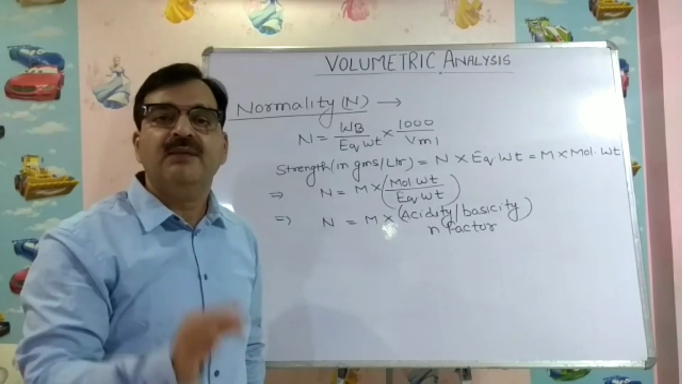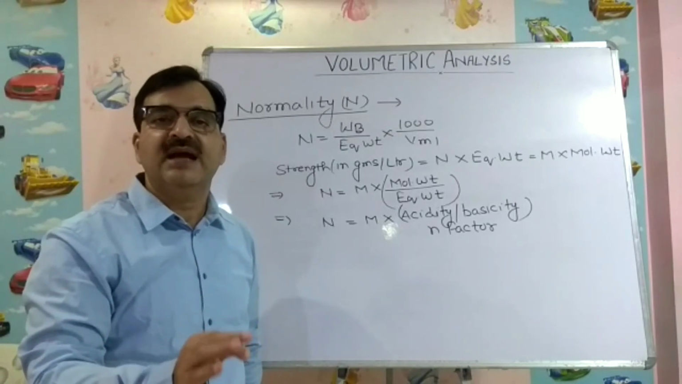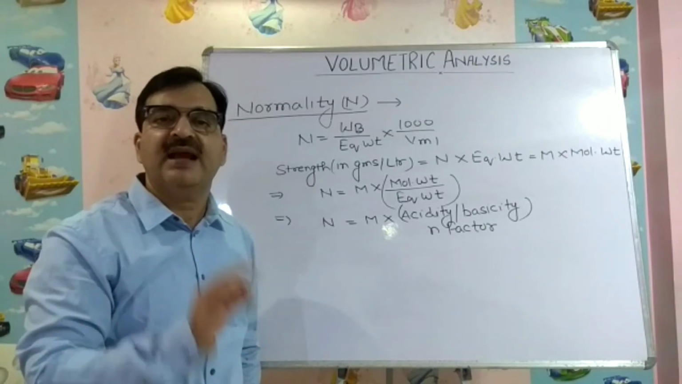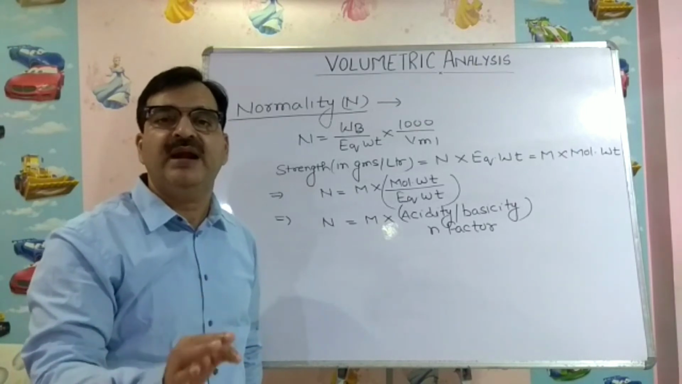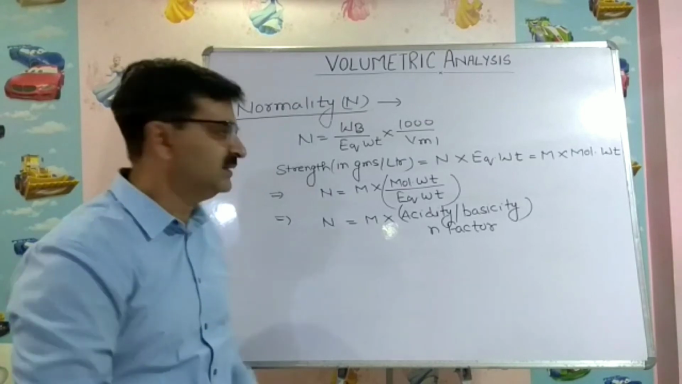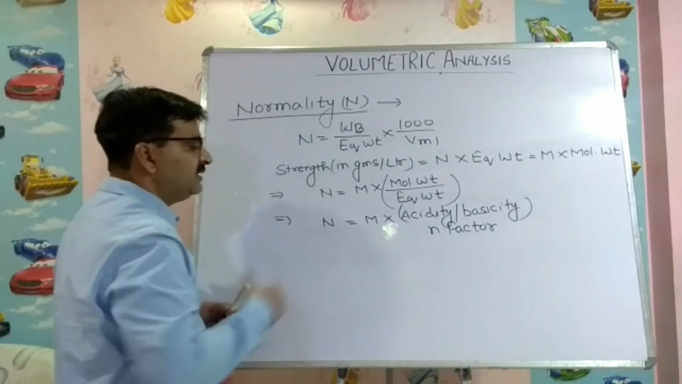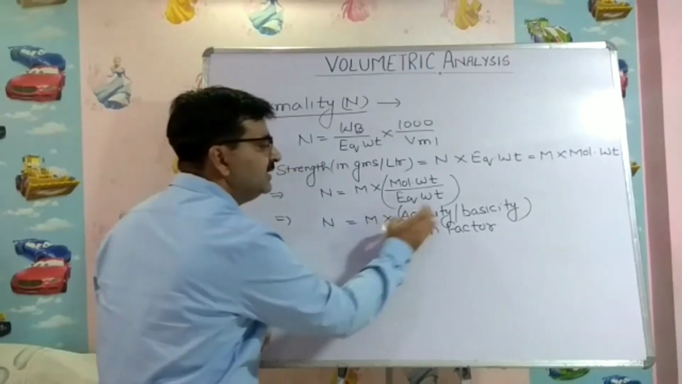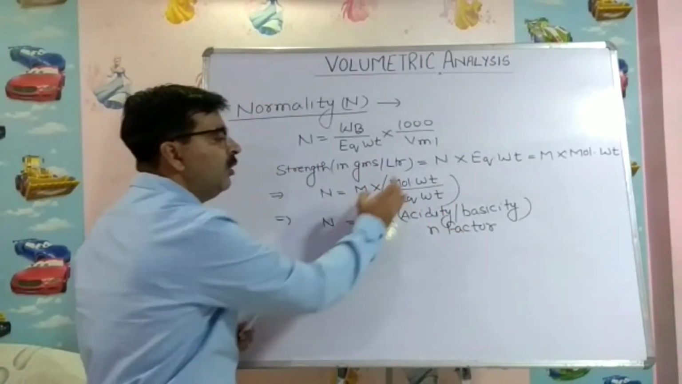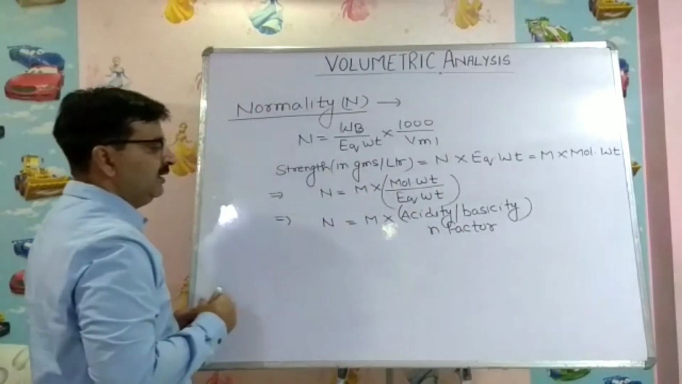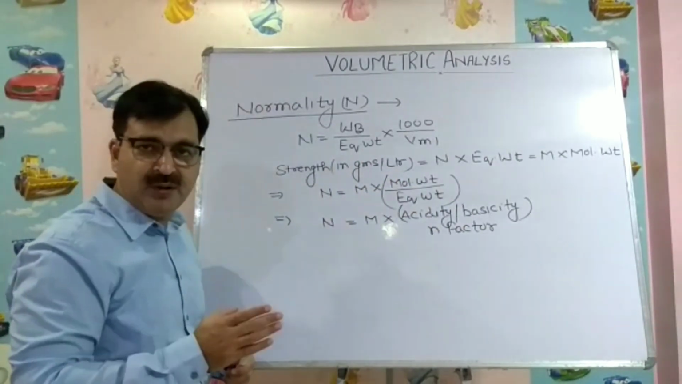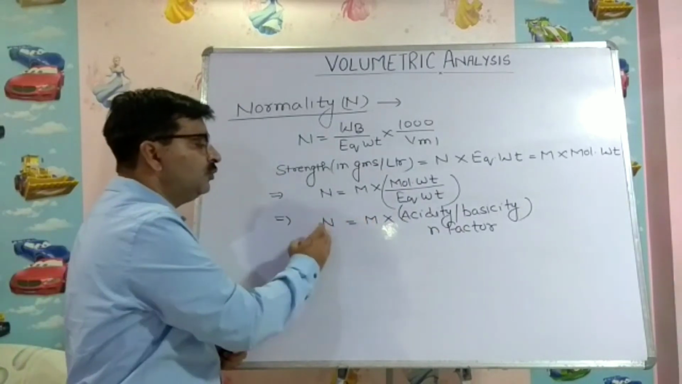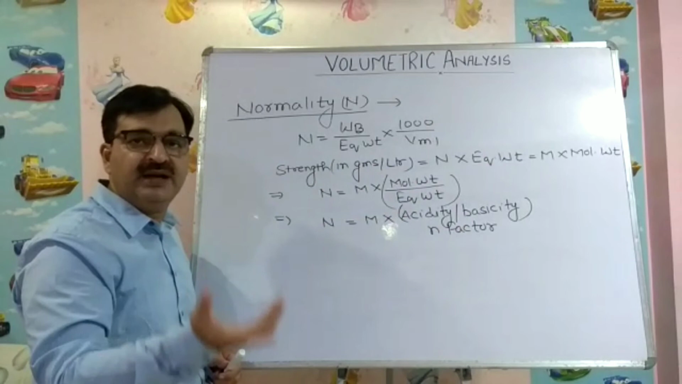We will discuss all these terms in a separate class in which we have the calculation of equivalent weight of different substances. Now here we have the relation: normality is equal to molarity into N factor, that is acidity or basicity, or molecular weight upon equivalent weight. With the help of this relation, we can convert molarity into normality as well as normality into molarity.